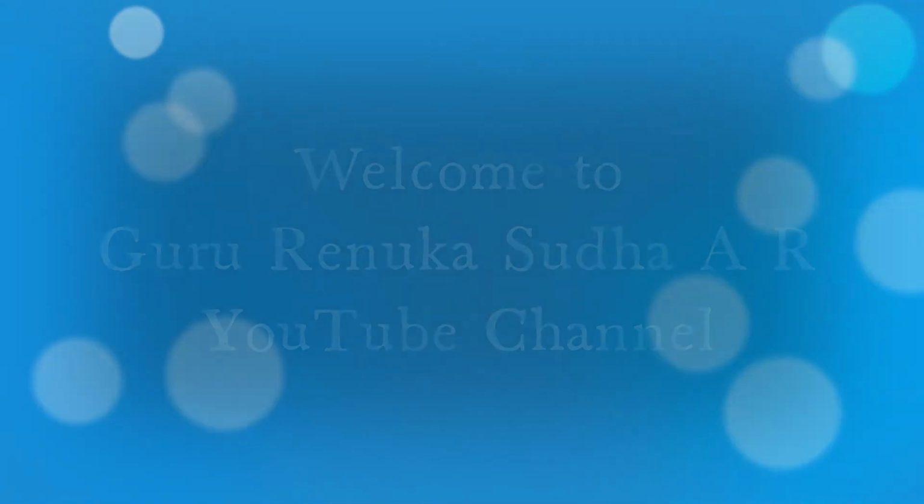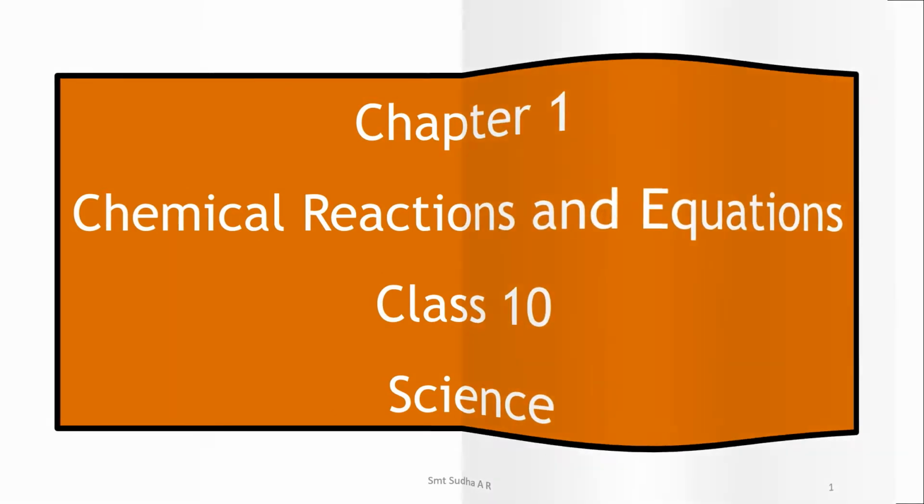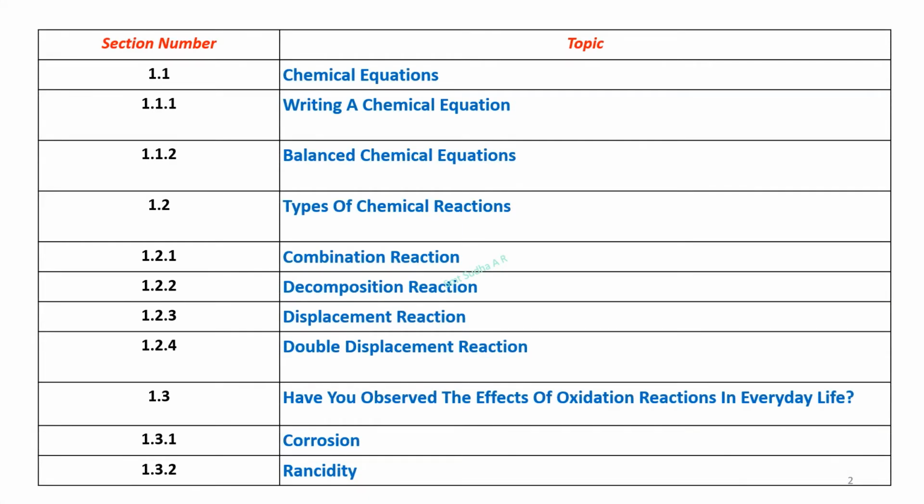Hi children, today we are going to discuss the first chapter of 10th standard, Chemical Reactions and Equations. In this chapter we are going to study these topics. First topic, chemical equations, writing a chemical equation, balanced chemical equation, and types of chemical reactions.